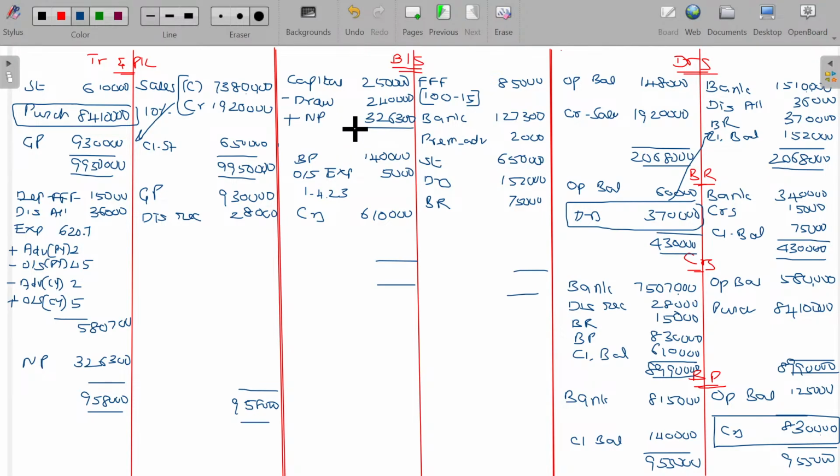Then the ultimate value of capital after these three. What's the value? 3 lakhs 36,300. Total of the balance sheet 10 lakhs 91,300.